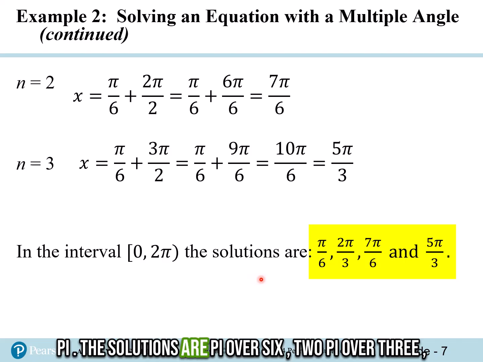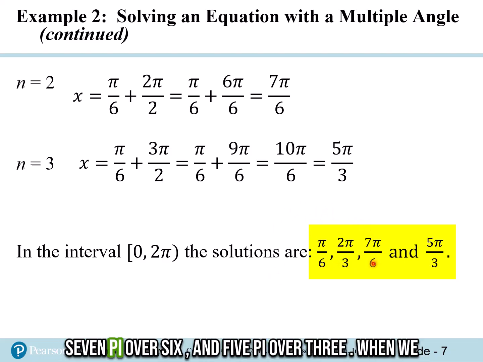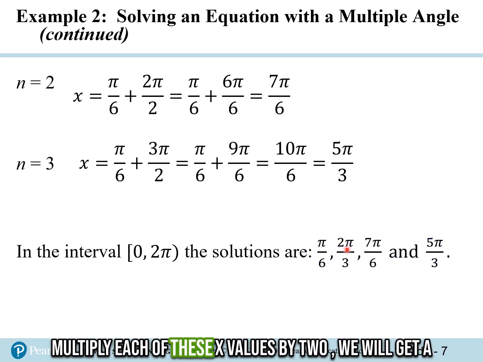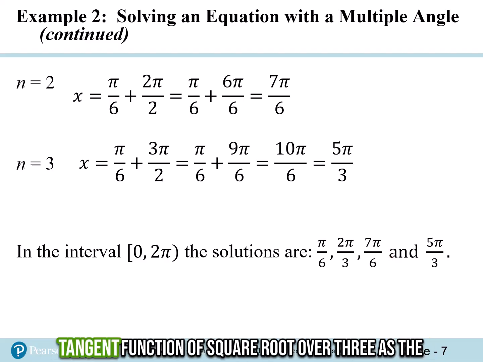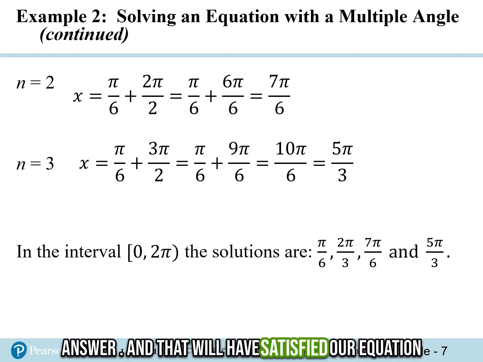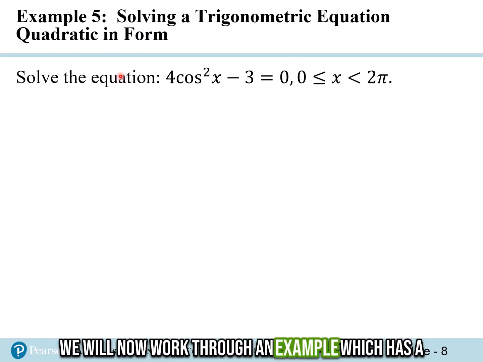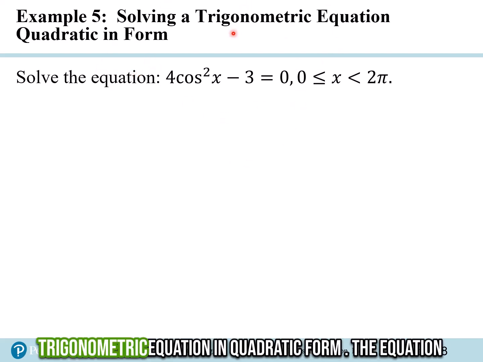The solutions are pi over 6, 2 pi over 3, 7 pi over 6, and 5 pi over 3. When we multiply each of these x values by 2, we will get a tangent function of square root of 3 as the answer, and that will have satisfied our equation. We will now work through an example which has a trigonometric equation in quadratic form.